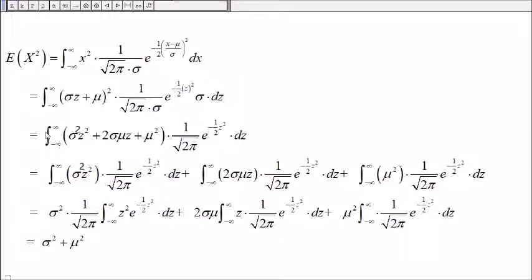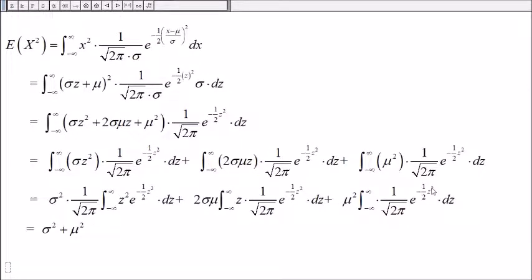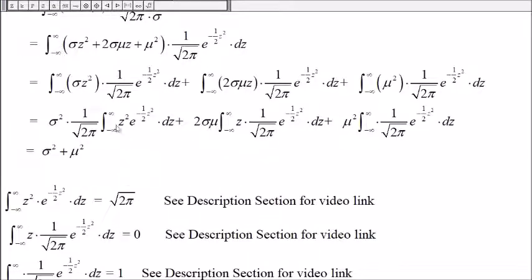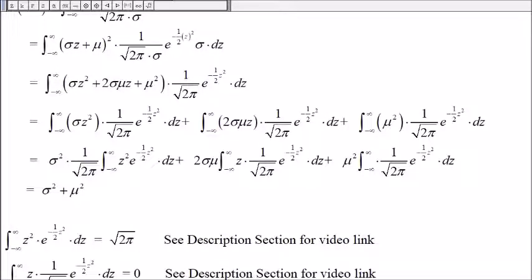Now expand this integral. First we have the integral of sigma squared z squared times this, plus the integral of 2 sigma mu z times this expression, and last, the integral of mu squared times this expression.